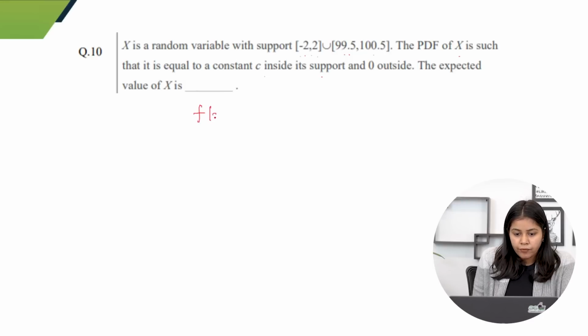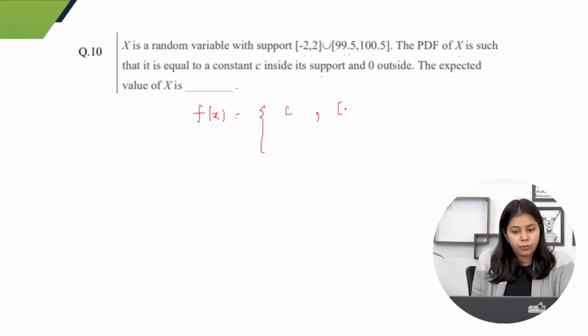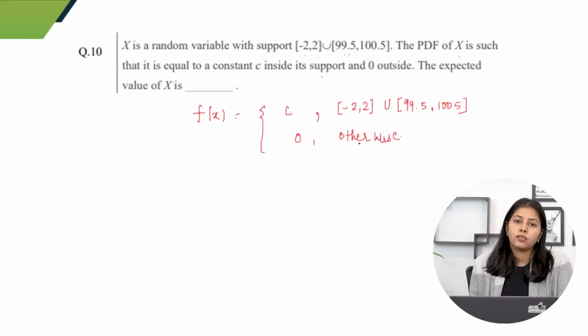So we have been given a probability density function, and they are saying that it is c in this support, minus 2 to 2 union 99.5 to 100.5, and 0 value otherwise. At any other place we have 0. Now they ask me to find the expected value. For that, first we have to find the value of c. And you know that integration, or if I talk about discrete, then summation, over the whole real number line or the whole interval gives 1, because the sum of all the values of a probability gives 1.